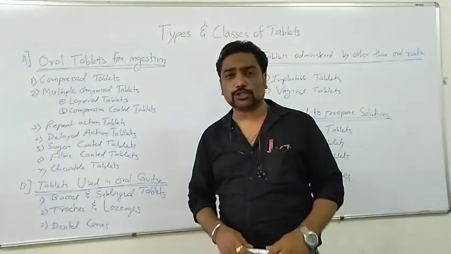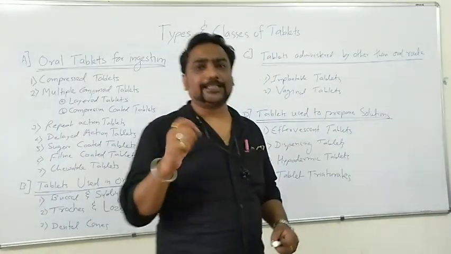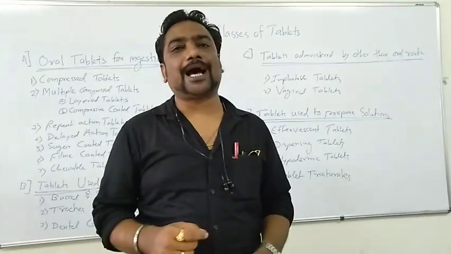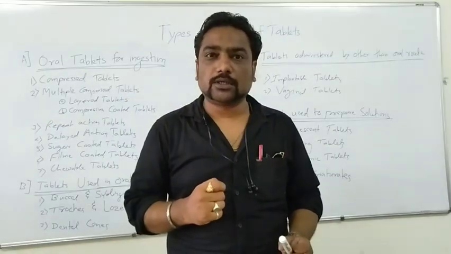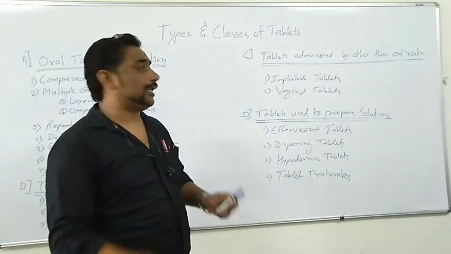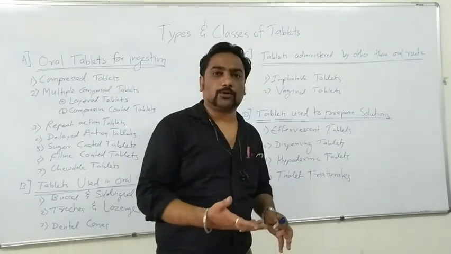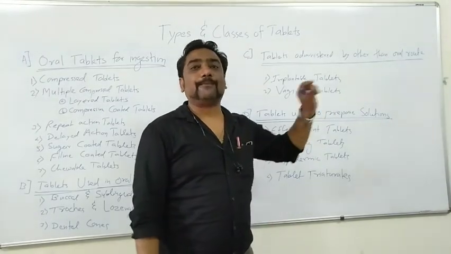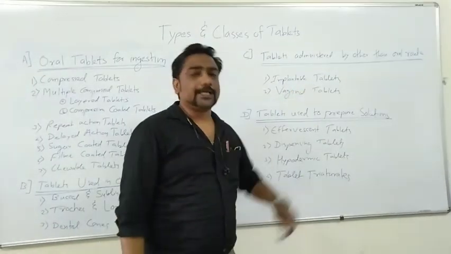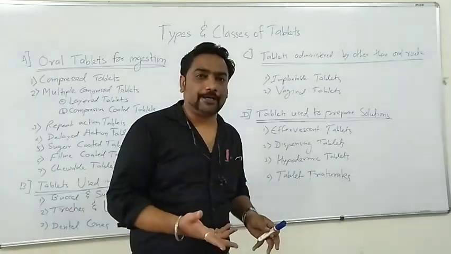Then dental cones, after a dental treatment, after the extraction of the teeth, there is a chance of microbial attack at that particular position. So there are certain tablets which are used as dental cones, and they will provide the antibacterial activity at a local level. Then third category, tablets which are administered by other than oral route. For example, the tablets which are implanted inside the skin, beneath the skin. So these are implantable tablets, and vaginal tablets. These are the tablets which are inserted into the vaginal cavity.